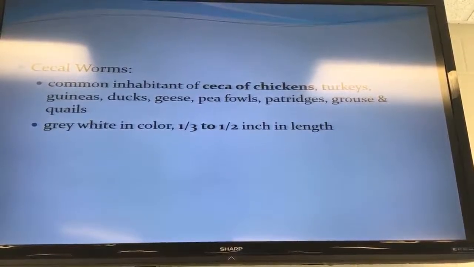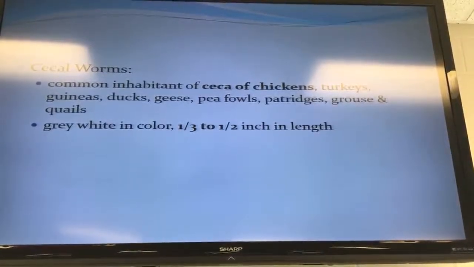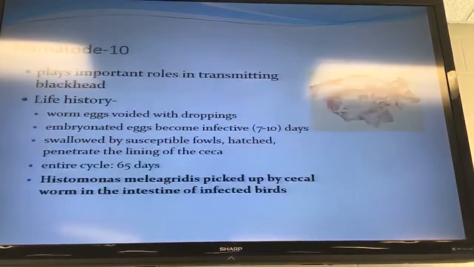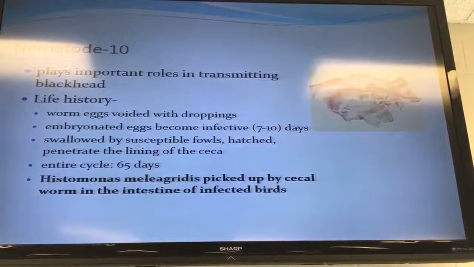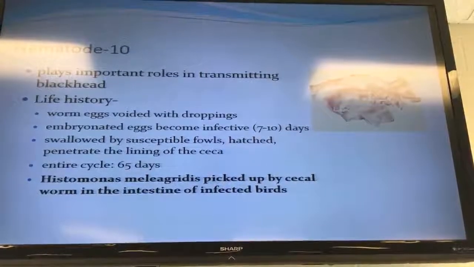Not nearly as big as Ascaris or the capillary, so they're very small, 1/3 to 1/2 an inch. And I assume Dr. Casimir talked to you all about blackhead disease in turkeys associated with Heterakis gallinae and what? And Histomonas. So that's all true here too. They can transmit blackhead, okay? The organism Histomonas meleagridis, which is a protozoa, can be picked up by cecal worms and infect birds, okay?